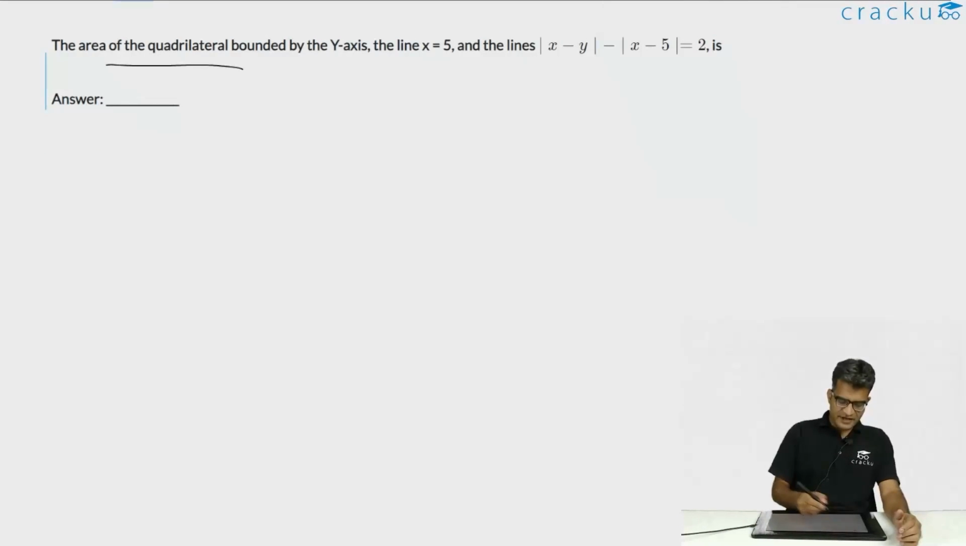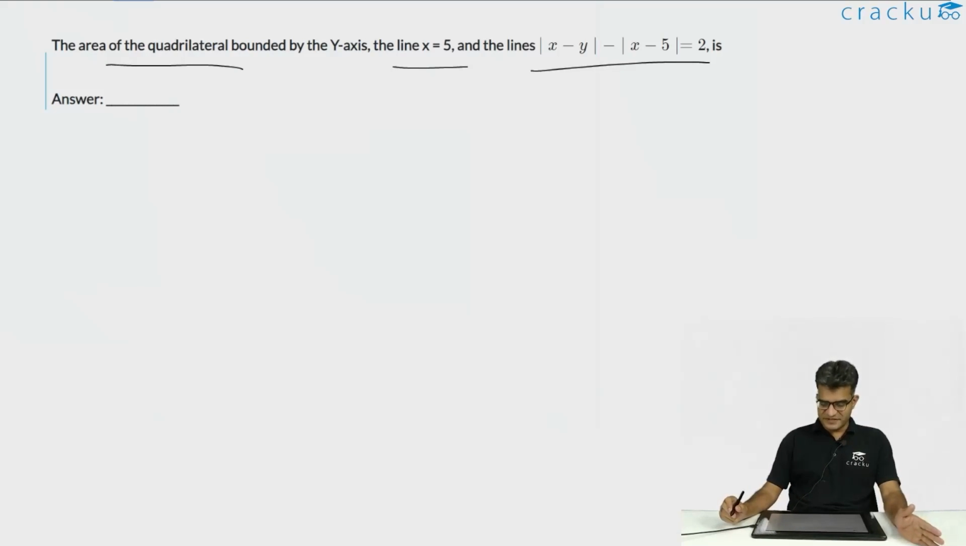In this question, we are asked to calculate the area of the quadrilateral bounded by the y-axis, the line x is equal to 5, and the lines modulus of x minus y minus modulus of x minus 5 is equal to 2.